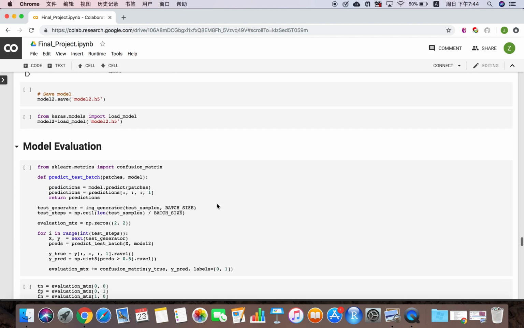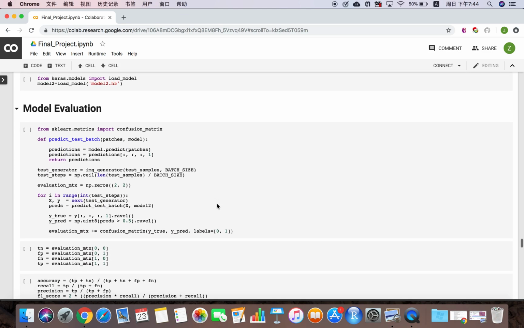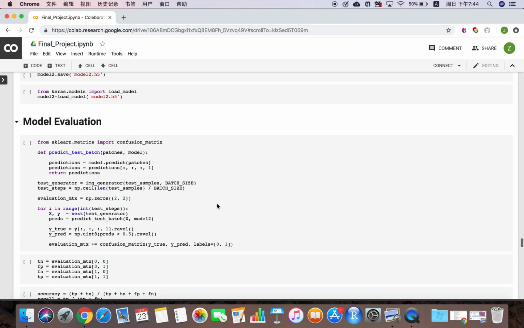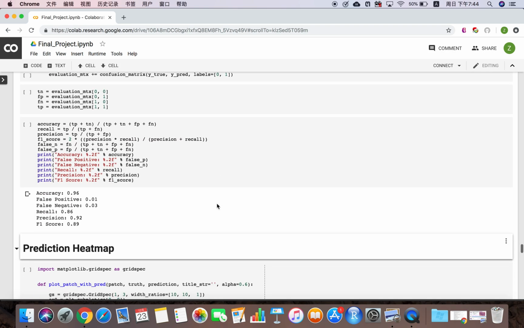The third part is model evaluation. I test the model on the test set and get results like this. The accuracy is 96%, which is quite decent, which means given one grid, there is a 96% probability of correct prediction. The recall, precision and F1 score are also listed, but I think from a medical view, for classification of detecting cancer, except for accuracy, we are more interested in false positive and false negative.